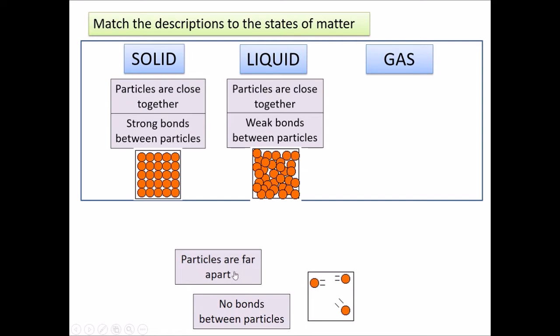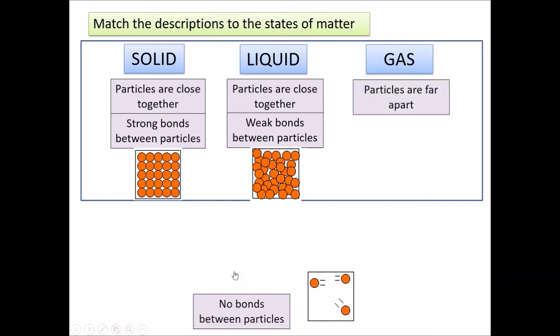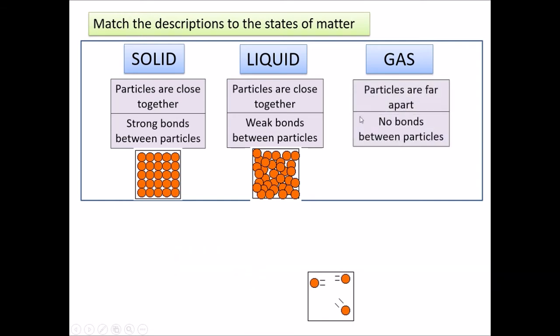This is why liquids can change their shape, because the particles aren't very strongly attracted to the ones next to them. In a gas, the particles are far apart, there are no real bonds between them at all, and they're separate and they whiz around doing their own thing.